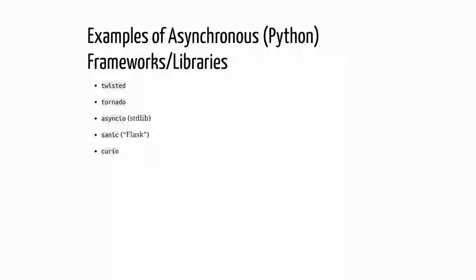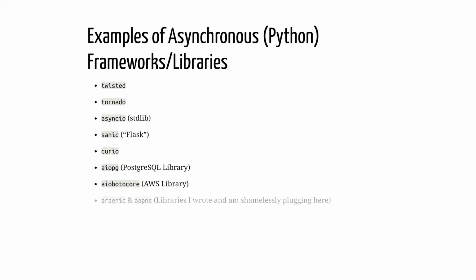There's also Curio, because asyncio being in the standard library doesn't mean we have to stop coming up with new ideas. So this is an alternative async implementation. Again, if you want to talk to a database, you might have aiopg, which is an incredibly fast Postgres client. If you are on AWS, as we are, you use aiobotocore, which is basically Boto 3 for asynchronous I/O.